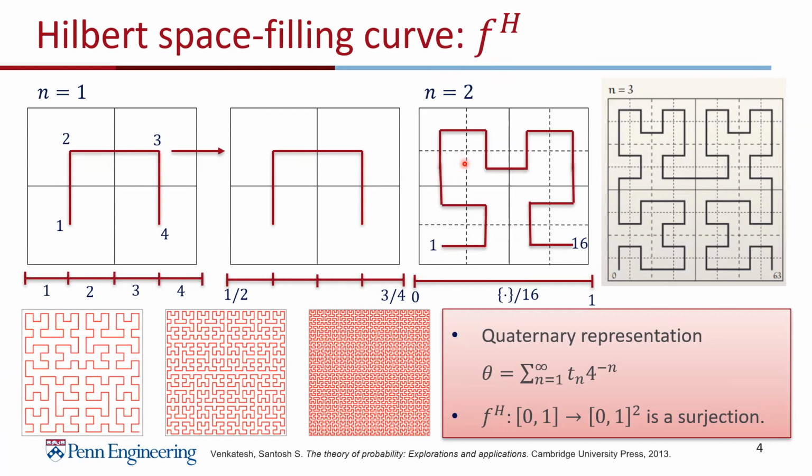Tn is like binary digits, but they have 4 possible values: 0, 1, 2, or 3. Any questions on how we are constructing this curve? No, so theta is living on the one-dimensional space.